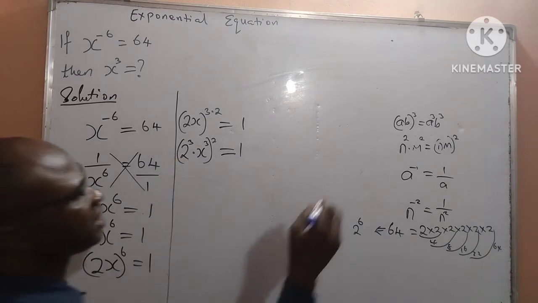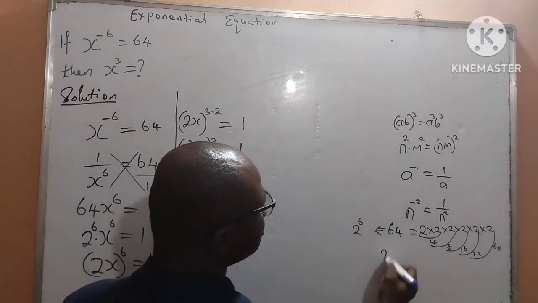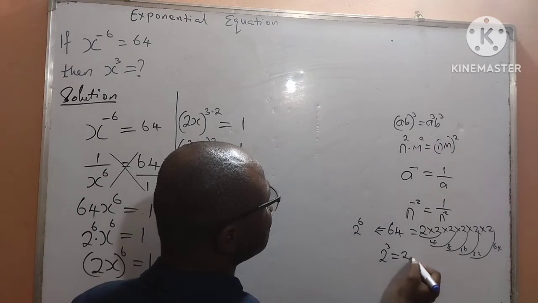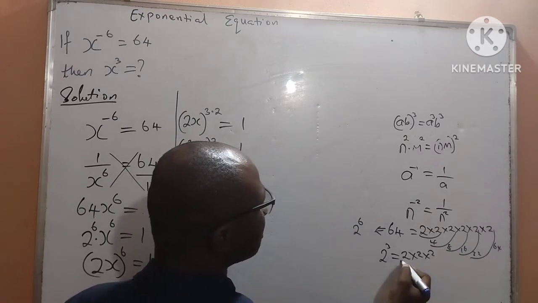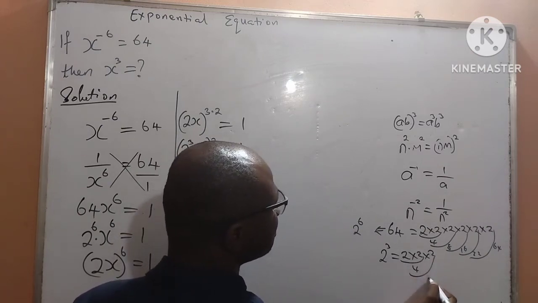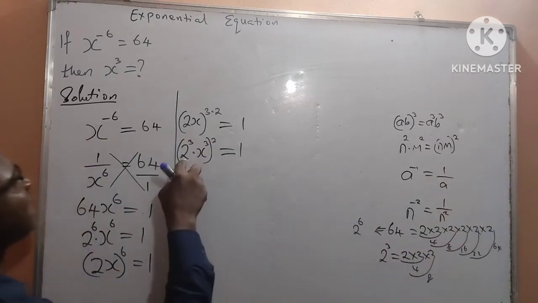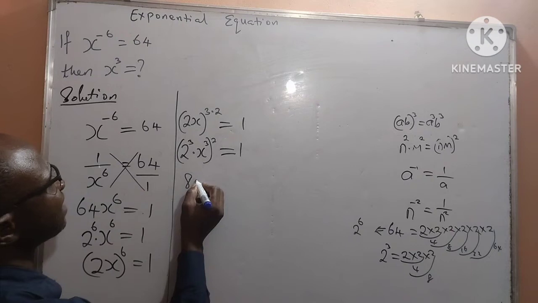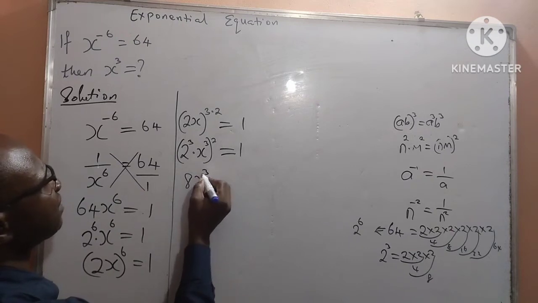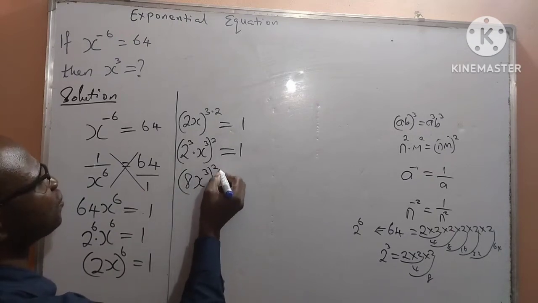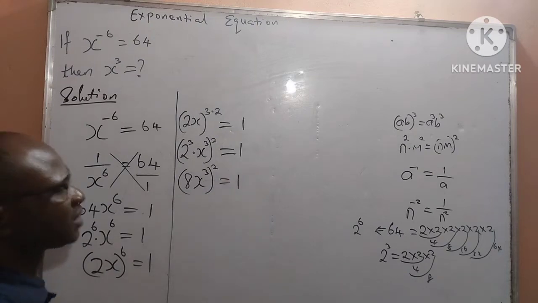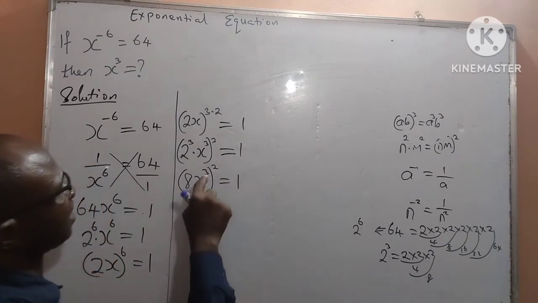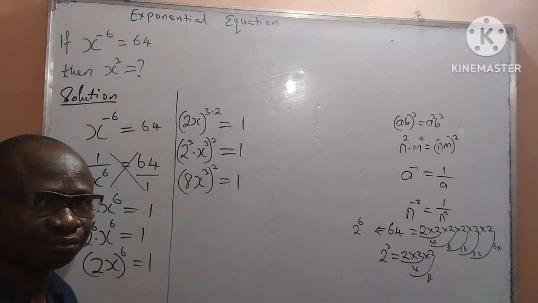Inside the bracket, you know and can agree with me that 2 to the power of 3 is the same as 2 times 2 times 2. 2 times 2 is 4 and 4 times 2 is 8. It implies that 2 to the power of 3 can be written as 8, then x raised to the power 3, all to the power of 2, equal to 1. At this time, I have raised to power 2.